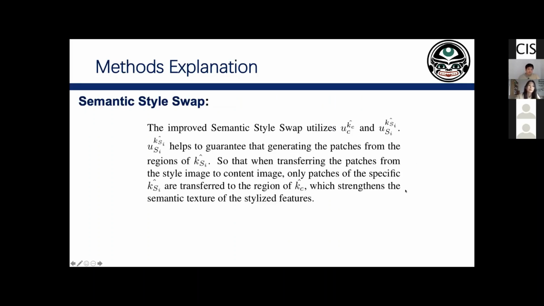In the semantic style swap, we transfer the patches from the style image to the content image. Here we also only consider the specific group k and the corresponding group k_s in the style image, which is the corresponding object in the style image that we found in the semantic matching module before.